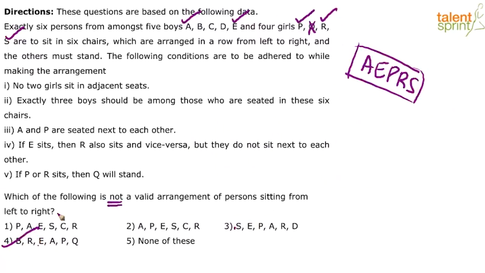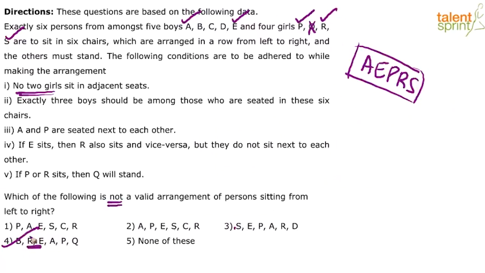Suppose if all the 4 options had satisfied the grouping, then we would have looked at the arrangement. The condition that we know is no 2 girls sit in adjacent seats. So maybe we would have verified that. But that's not needed in this case because A, E, P, R, S have to be a part of this group.